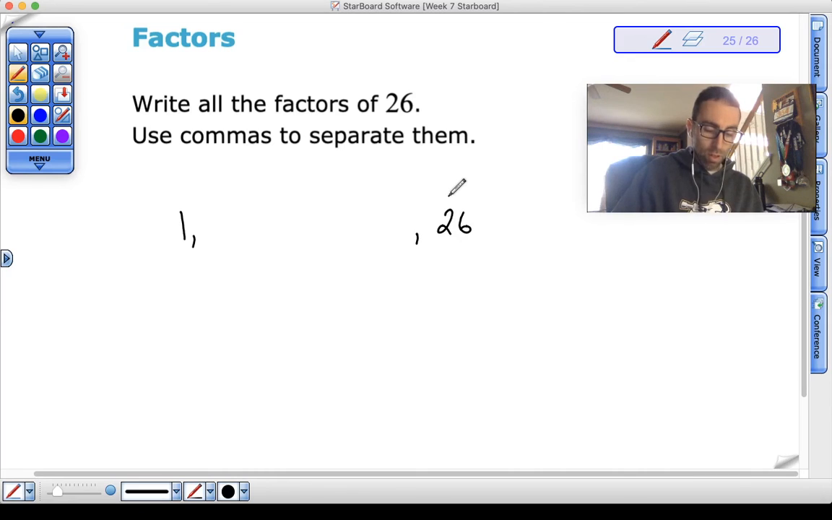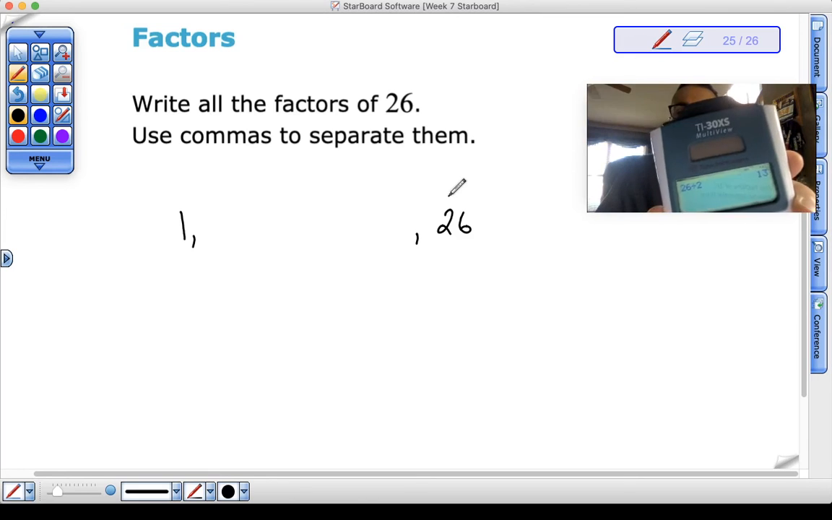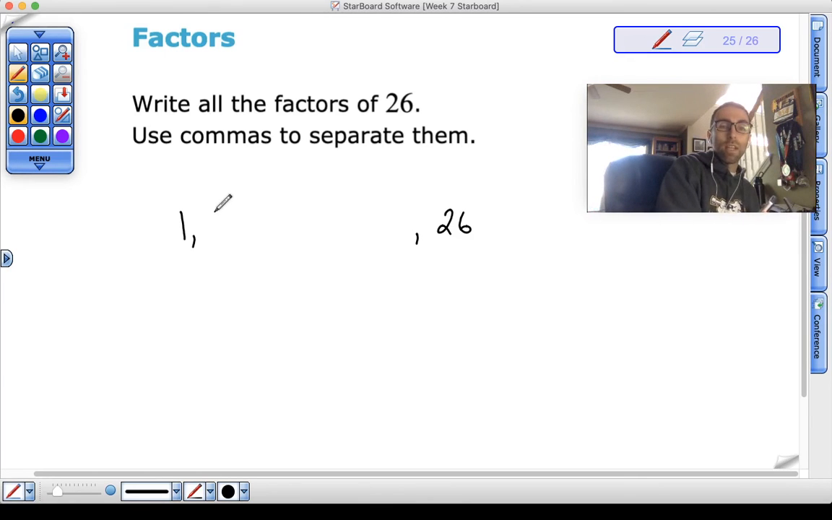So I'm going to go into my calculator here, cleared it, and I have 26, and I'm going to divide it by the next number I can start with, which is a 2. So I put in 26 divided by 2, and I get an answer of 13. So I can say that 2 is a factor as well as 13. So now the only other numbers I'm going to try are numbers that come between 2 and 13. I don't have to try 14, 15, 16, 17 because that's not going to work out.